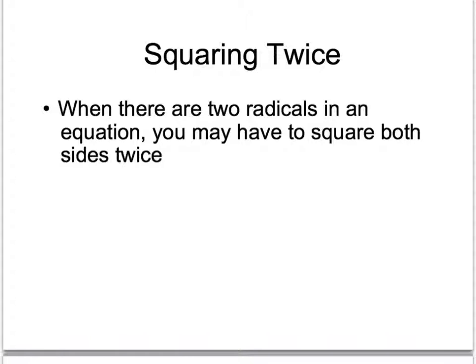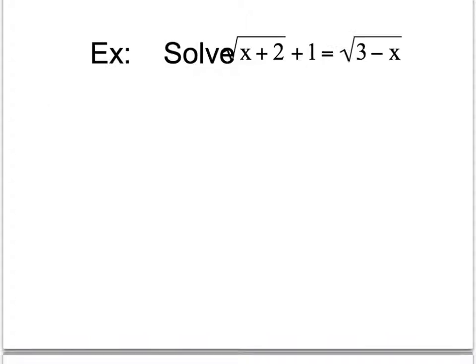Now, one of the last things we're going to do today is squaring twice. When there are two radicals in an equation, you may have to square both sides twice. What this means is, if we go to the next slide, if you have to solve the square root of x plus 2, plus 1, equals the square root of 3 minus x, how do we solve this?